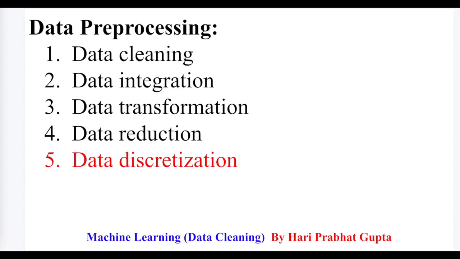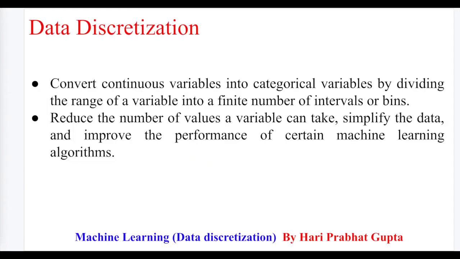And finally, the last step in data pre-processing is data discretization. Discretization converts continuous variables into categorical values by dividing the range of the variables into a finite number of intervals. Say, assume that you have a grading system in your class. If student marks come between 50 and 100, and the grade is A minus, B minus, or C minus, this is known as data discretization. So converting the marks into grades is data discretization.